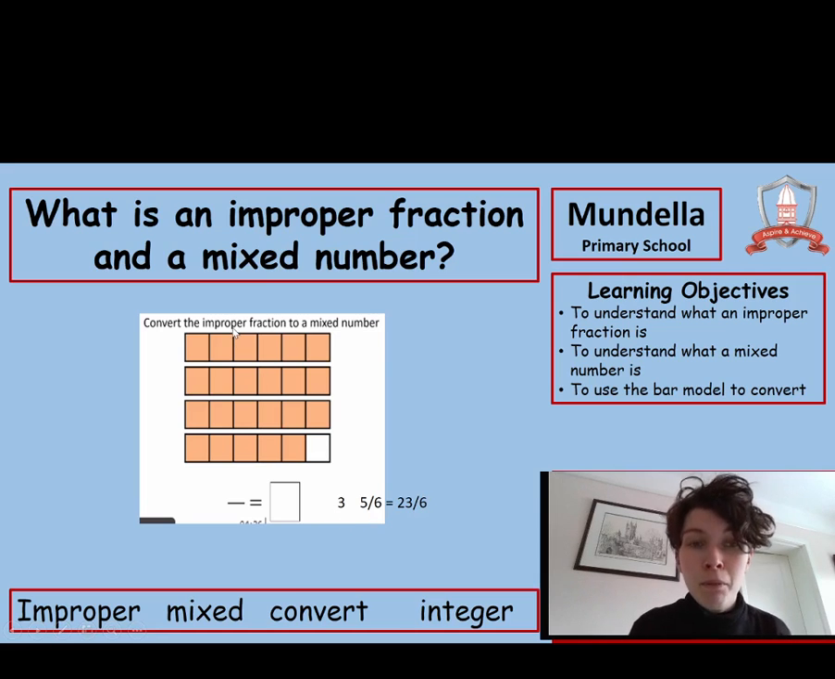As an improper fraction, I have 23 of these parts shaded in, and each bar has been split into 6. So as an improper fraction, it's 23/6. Very well done if you got that correct. If you didn't, I suggest that you rewind the video and watch the introduction again.